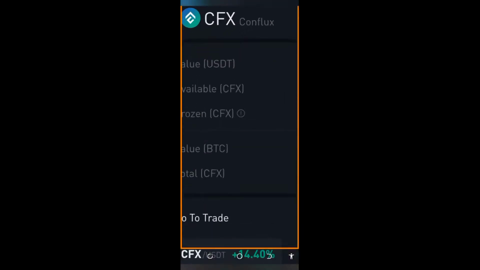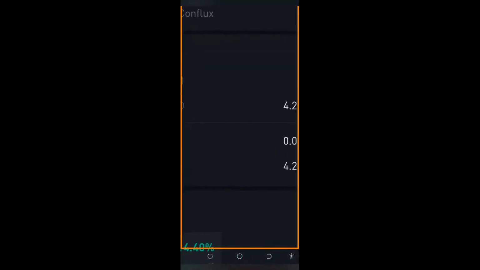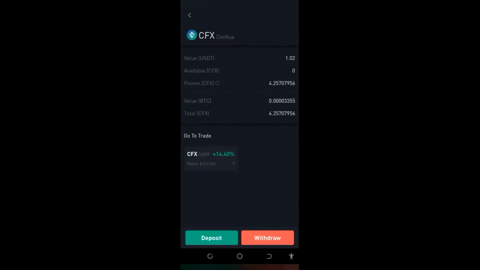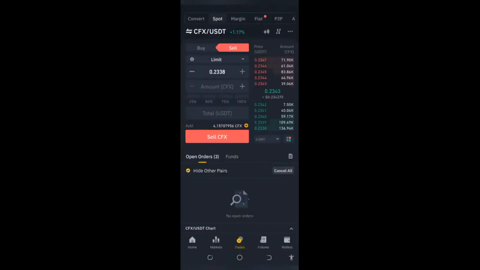Okay, see what it says: frozen. That means it's on its way out. Okay, let's just hold on and see. We'll see it on the other side when it arrives in Binance. And then we'll change it back eventually to see what the value of our $1 became. Okay, see you shortly. Okay, it has arrived.